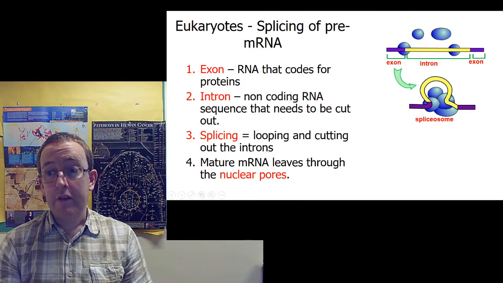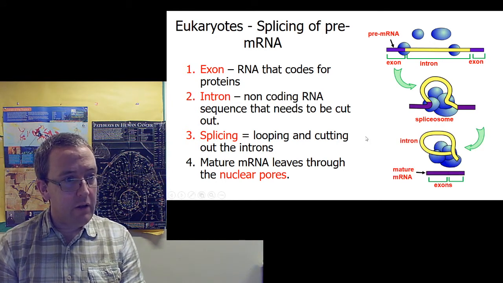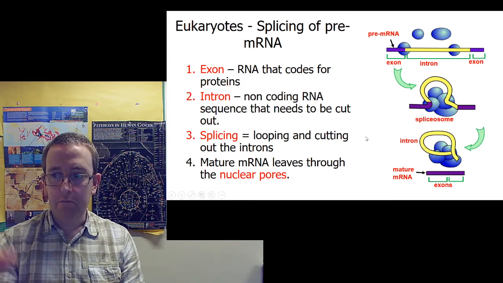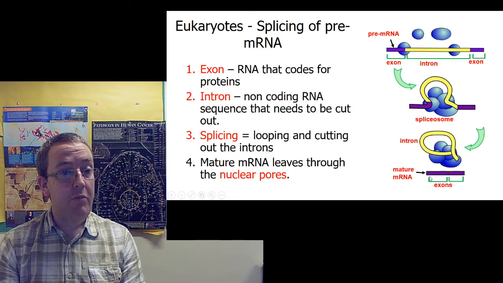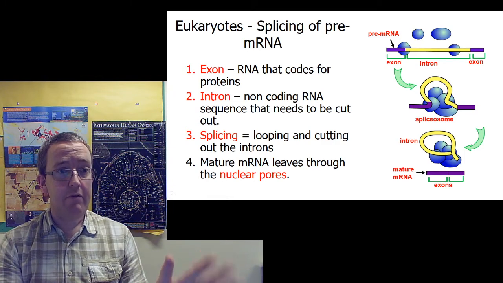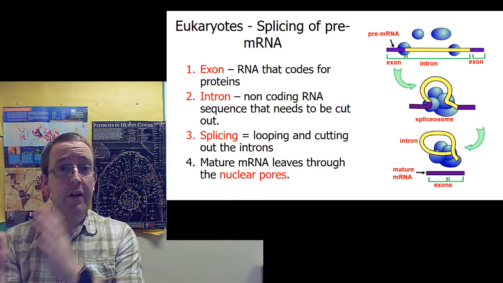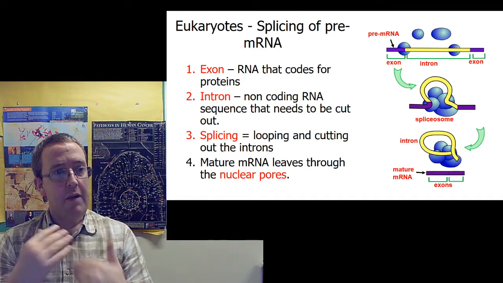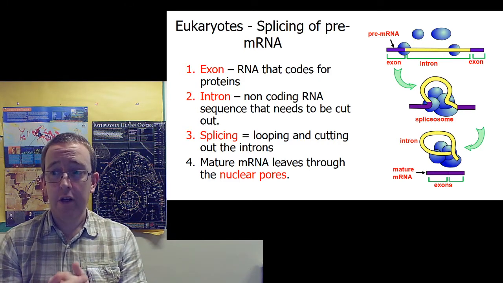Okay, so once we've got that, there's our little lariat, our little P-shape bit of RNA that's cut out, and these 2 exons are stitched together, and they're our mature RNA. So in prokaryotes, this doesn't happen, it goes straight from the basic transcription straight on to translation. In us, there's this mRNA processing, this splicing in eukaryotes, where we cut out the useless bits.